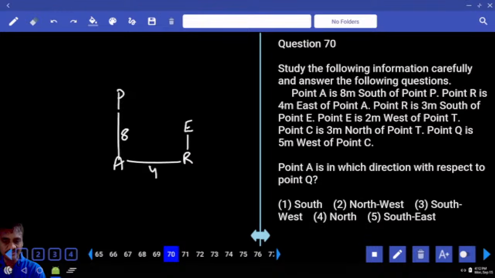Now E and R, the distance is how much? 3 meters. E is 2 meters to the west of T. Now E and T, the distance is how much? 2 meters. And C is 3 meters to the north of T. Now this is C, the distance is how much?